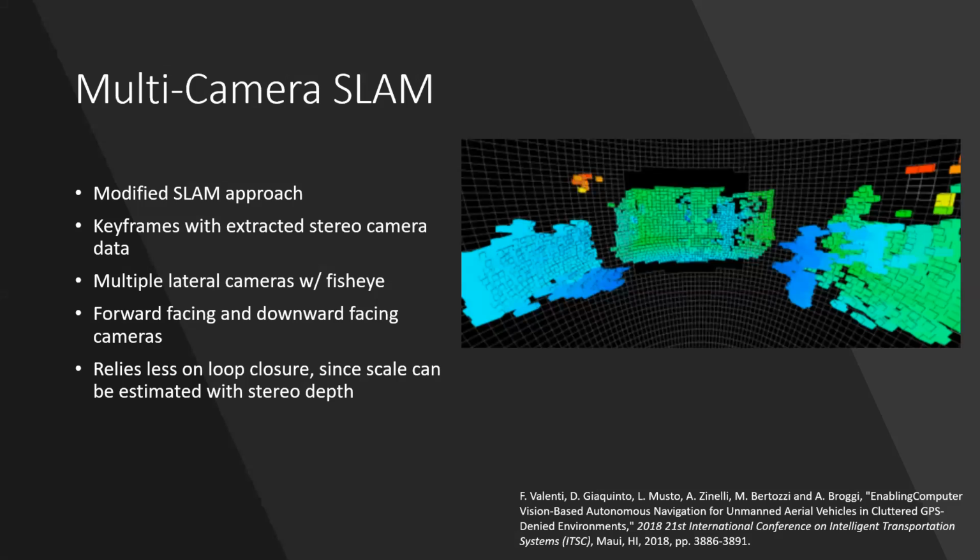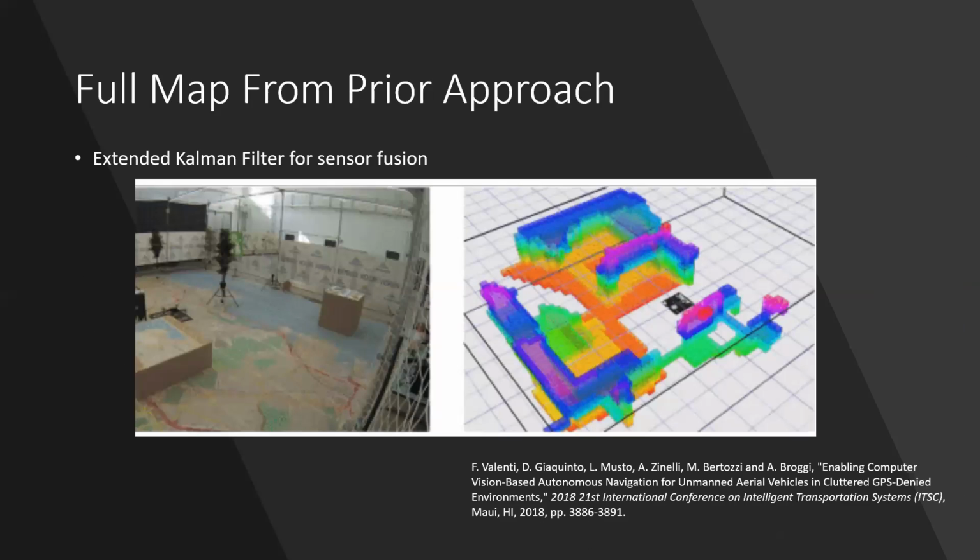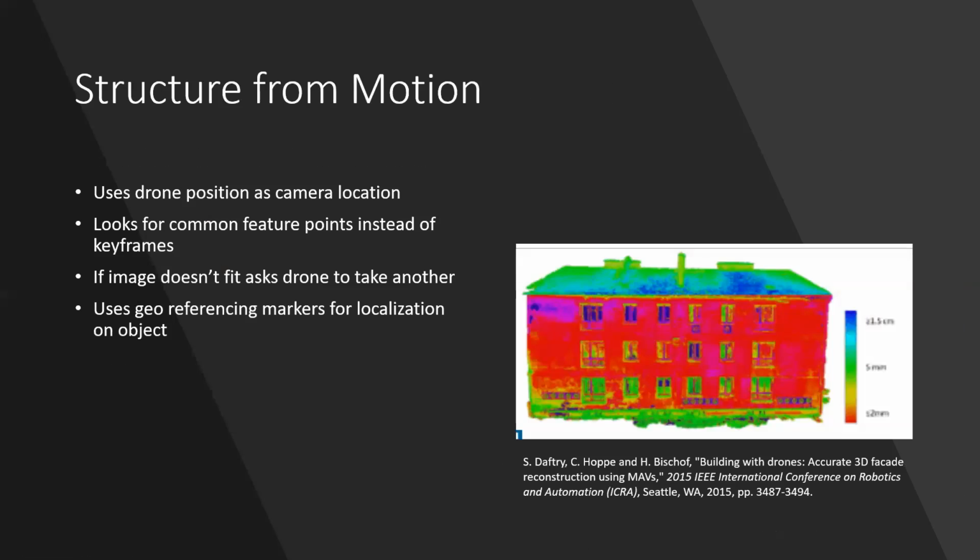Obviously, this was a modified SLAM approach, keyframes, multiple lateral cameras, and this was the map they built in real time, and then they finished with this map, which is obviously a very nice looking map and much, much better than that object localization map we saw earlier. I'm gonna kind of speed through this a little bit because Brandon covered this and I'm running low on time.